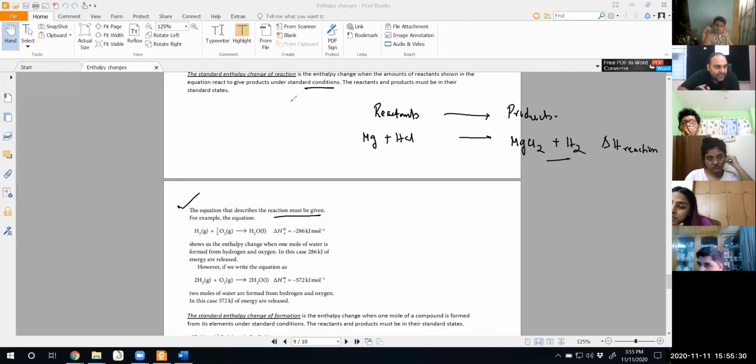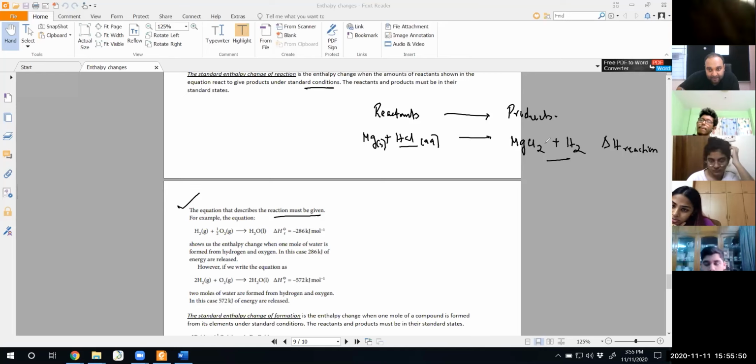So, example, magnesium normally, what state does it stay in at room temperature? What state is it in? Solid. Solid. And hydrochloric acid? Liquid. Liquid. Or rather aqueous. Aqueous. Magnesium chloride? Sir, solid. Aqueous. Hydrogen? Yes, gas.